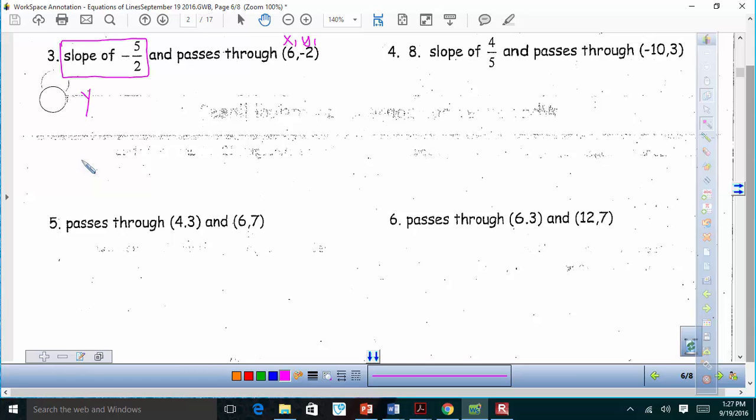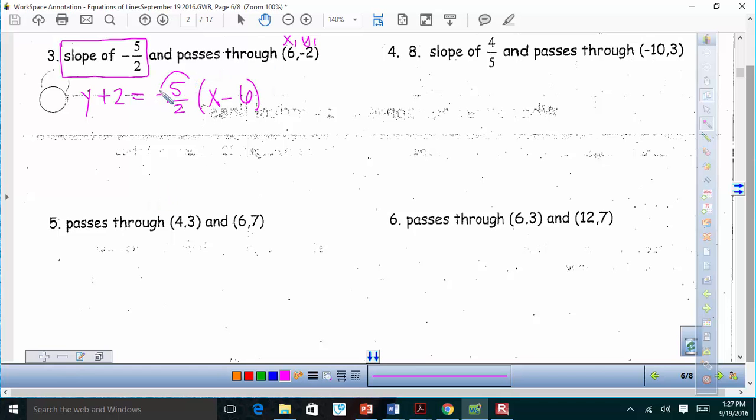Negative 2. So minus a negative 2 is actually what? Plus 2. So we put y plus 2 equals m, which is our slope, so negative 5/2 times x minus my x1. What is x1? 6. Okay? So from here, we're just distributing our slope, and then we're going to get y by itself.